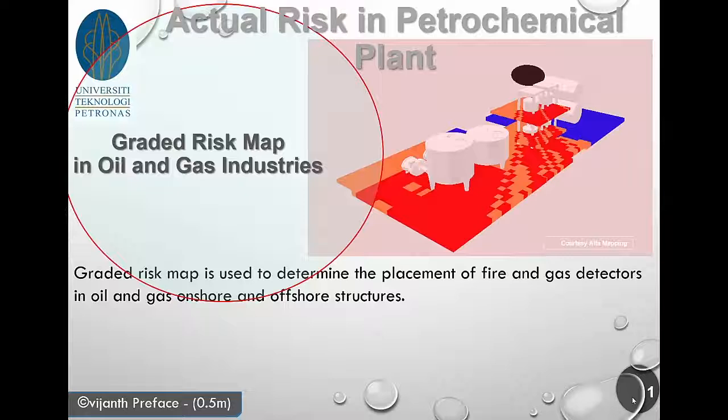Graded risk map is normally used for oil and gas industries. They only qualify facilities if the equipment flammability index has been drawn in such a way that all the visual sensors are able to detect the fire ignition or the gas leakage at a given distance. They have hazard levels of high, moderate, and low.